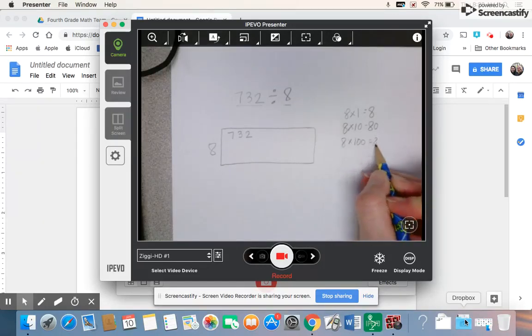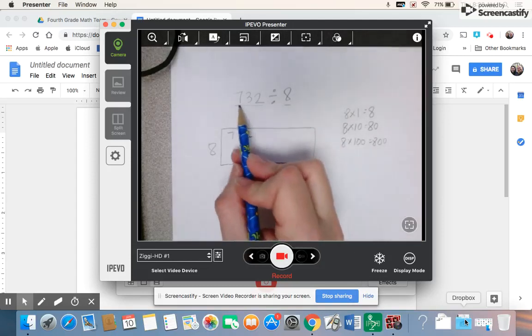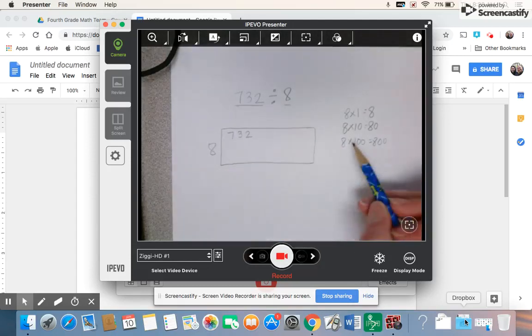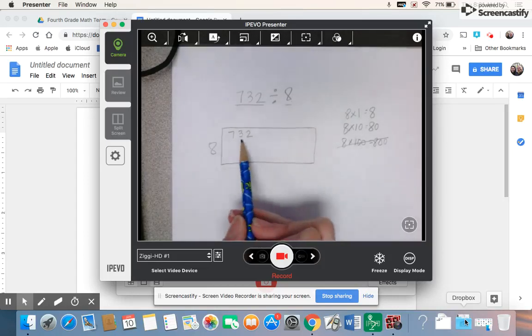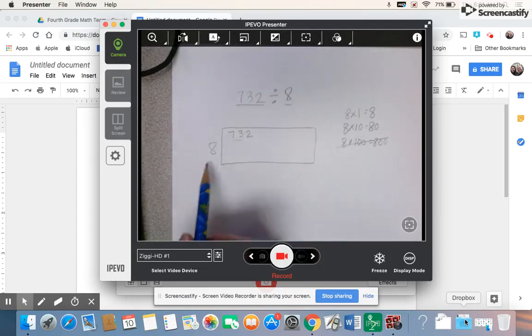Most of them already know that they can't use 8 times 100 because that's 800, and we're actually looking for a number close to 732. So what I've been telling my students to do is just draw a line through that. You know that that's too big, so your quotient cannot be bigger than 100. They start thinking about their multiplication facts, and this is why multiplication is so important. Most of our students realize that they have to have something times 8 that's going to get them close to 73.